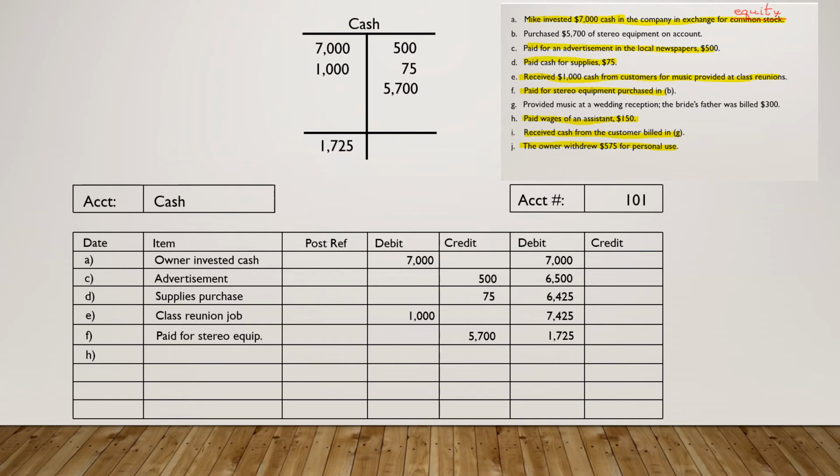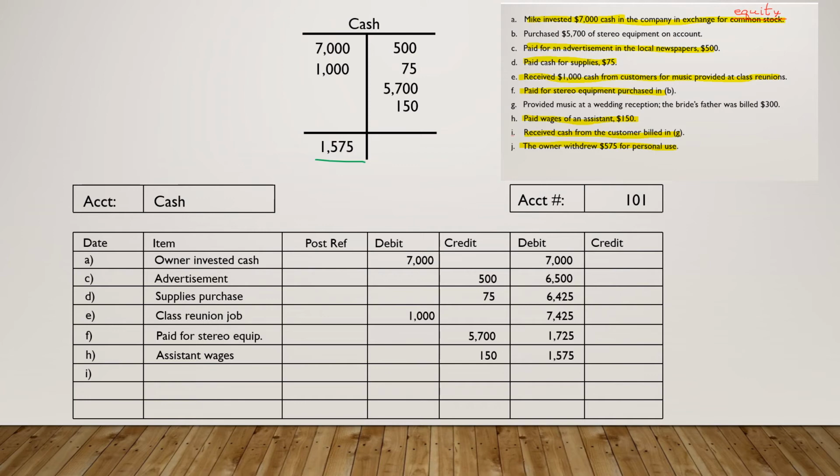Transaction H. We credited cash to pay our assistant $150. The new T account debit balance becomes $1,575. In the ledger, the credit from the journal entry goes in the first credit column, and the second debit column gives us the updated debit balance of $1,575.